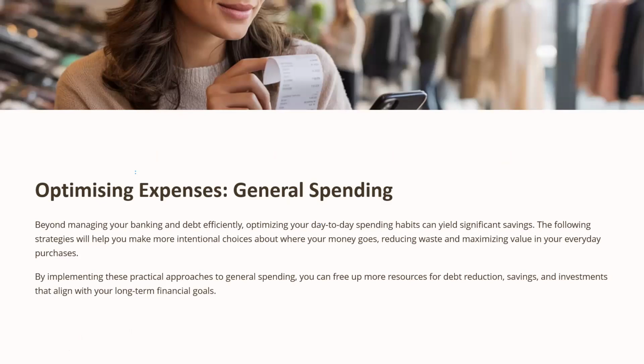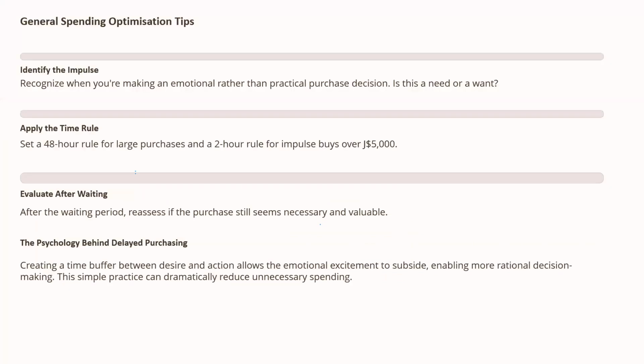Okay, so now speaking a bit more generally, aside from managing your banking and your debt efficiently, if you can optimize your day-to-day spending habits, this can actually accrue to significant savings. And so we're going to talk about some of those strategies. I would have spoken to some of them before, but you'll see how you can apply a few others across the general spending category.